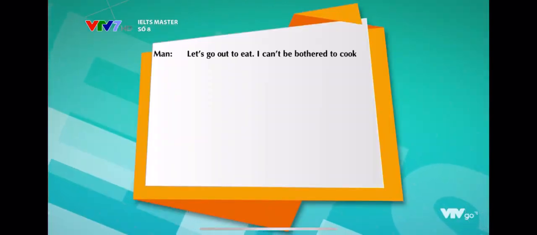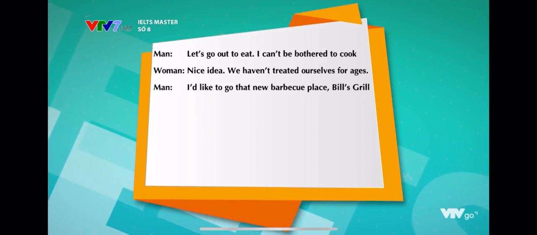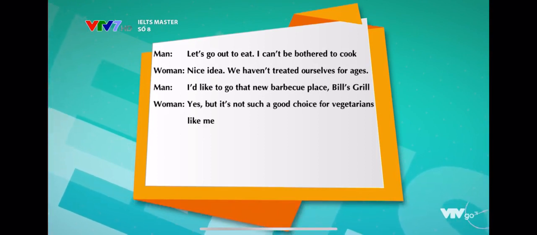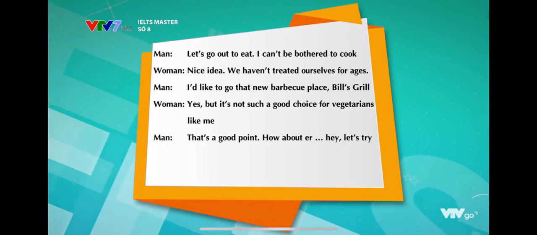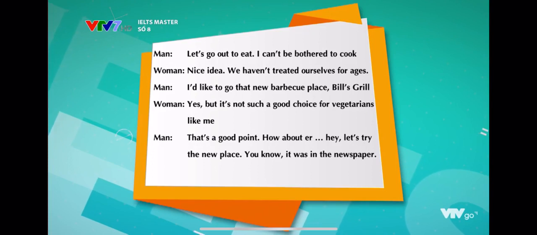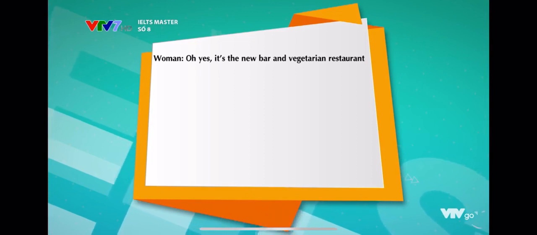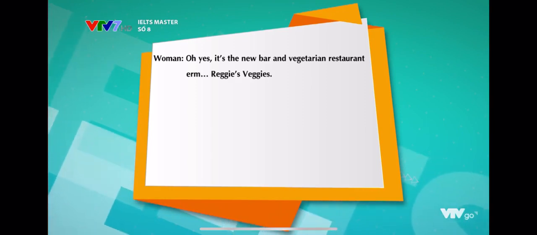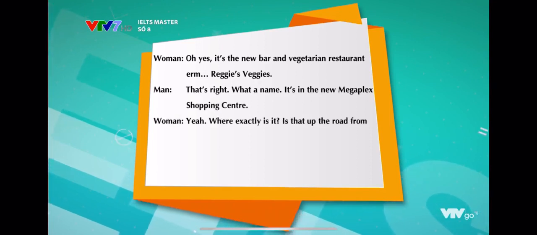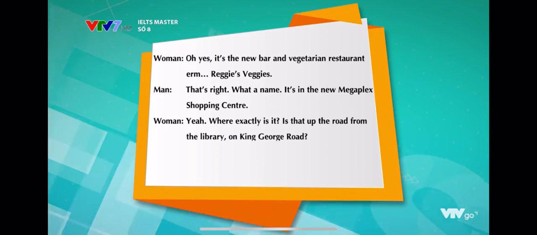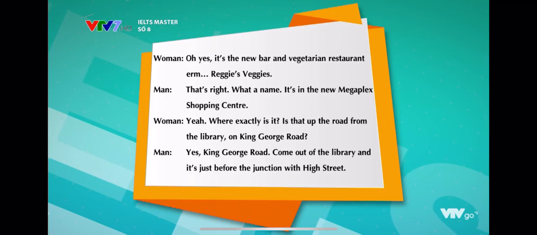Let's go out to eat. I can't be bothered to cook. Nice idea. We haven't treated ourselves for ages. I'd like to go to that new barbecue place, Bill's Grill. Yes, but it's not such a good choice for vegetarians like me. That's a good point. How about, hey, let's try that new place. You know, it was in the newspaper. We read about it in the pub. Oh yes, it's the new bar and vegetarian restaurant. Reggie's Veggies. That's right. What a name. It's in the new Megaplex shopping center. Oh yeah. Where exactly is it? Is that up the road from the library on King George Road? Yes, King George Road. Come out of the library and it's just before the junction with High Street.